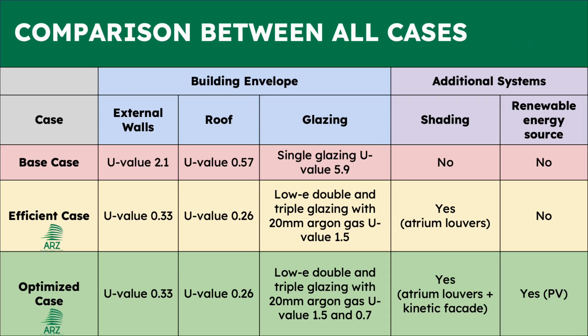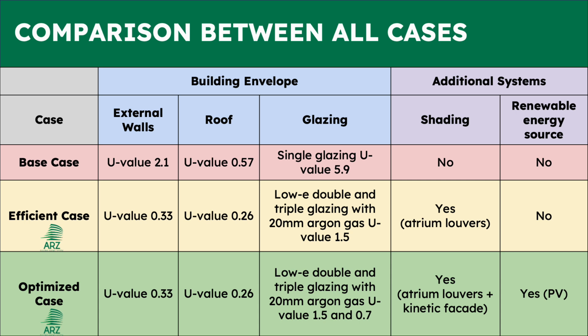To compare the three cases in terms of building materials, the base case has walls with a U value of 2.1, while the efficient and optimized used 0.33. The base case uses a roof with 0.57, while the efficient and optimized use 0.26. For the external glazing, the base case used single glazing with a U value of 5.9, while the efficient and optimized cases use double glazing with U value 1.5 and triple glazing 0.7.